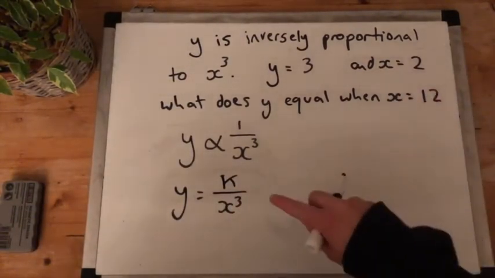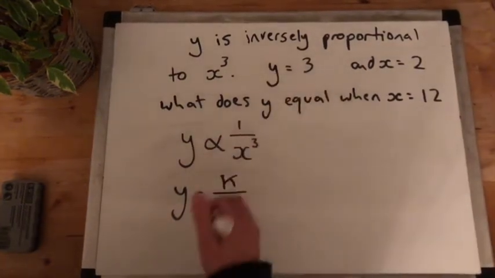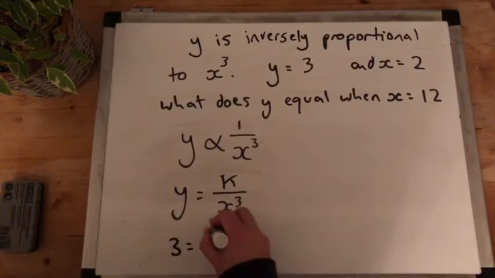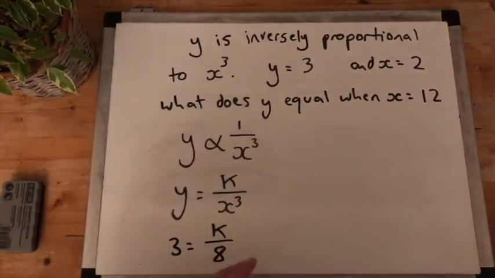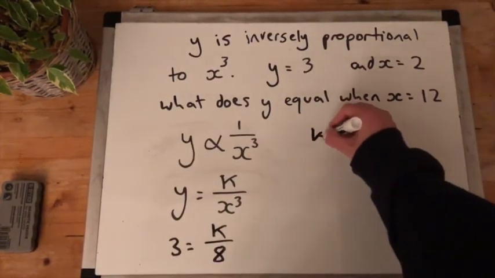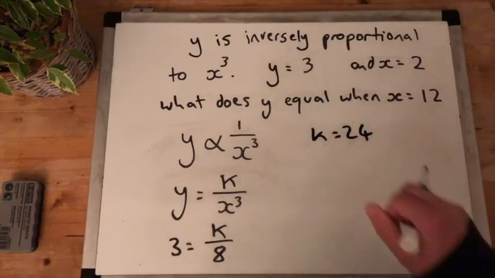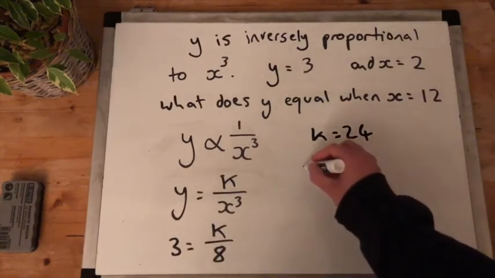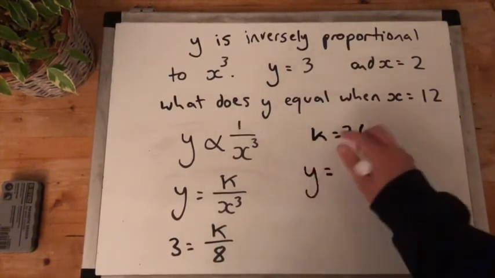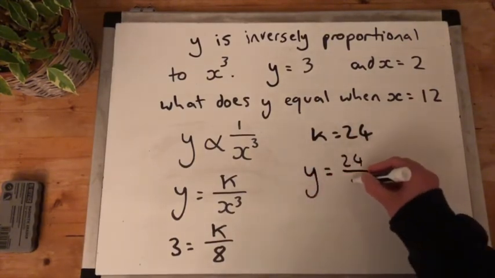X is 2, so 2 cubed, 8. Y is 3, so 3 equals k on top of 8. To work out what k is, multiply these two numbers. 3 times 8, 24. So k equals 24. Let's check that's right. 24 divided by 8 is 3. K is going to be 24. Y equals, k is 24 over x cubed.